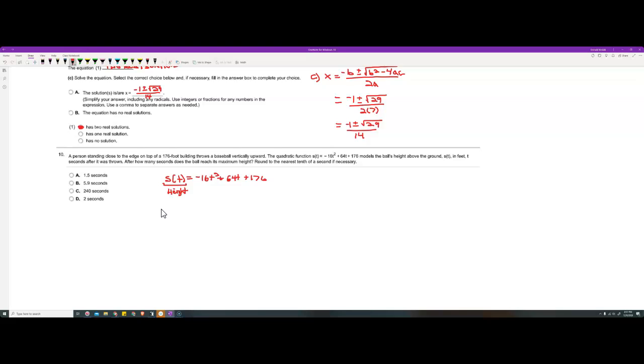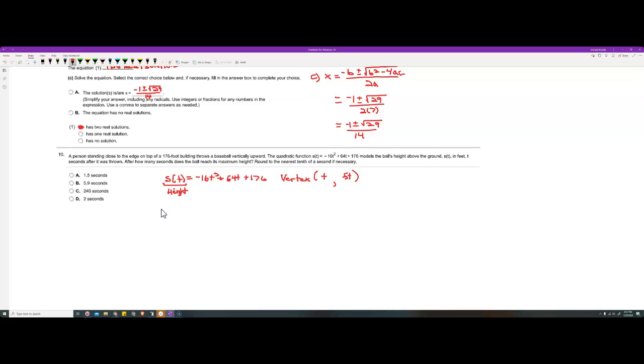After how many seconds does the ball reach its maximum height? Well, that would be the same as finding the vertex. Okay, so the vertex is going to be the maximum. So to get the vertex, this is going to be t in seconds, and then this is going to be the highest value, the height.